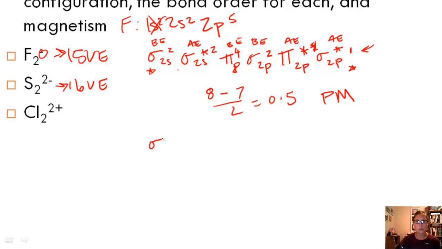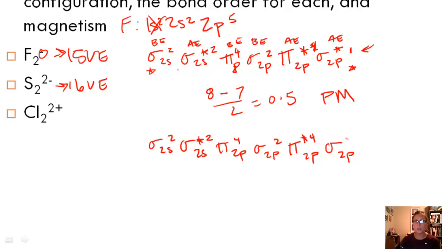So let's see, we'll go right here. Same order. I'm basically just going to fill, and then as each one gets filled, I go on to the next one in that order. Asterisk 4. Now here I have sigma 2p asterisk, and I have 2 of them.